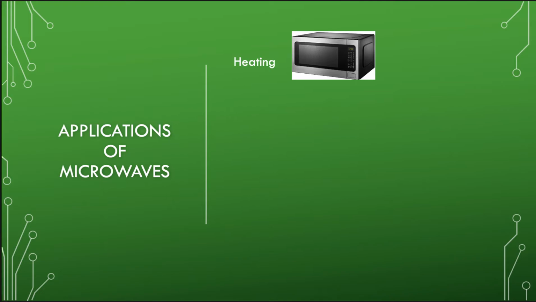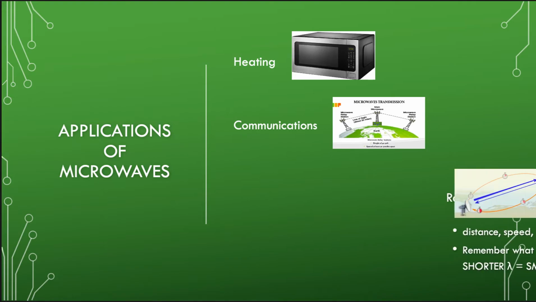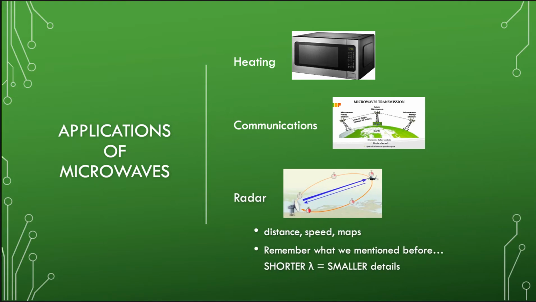Two, communications. This includes satellite transmitted information, as well as land-based long-distance transmissions. However, the second one requires a clear line of sight between transmitter and receiver. Three, radar. Radar detects and times microwave echoes to determine the distance to objects, whether the object be a cloud, an aircraft, etc. Speed can also be determined using a Doppler shift in the radar echo. It can also map the Earth and other planets. Remember, the shorter the wavelength, the smaller the detail that it's possible to observe.